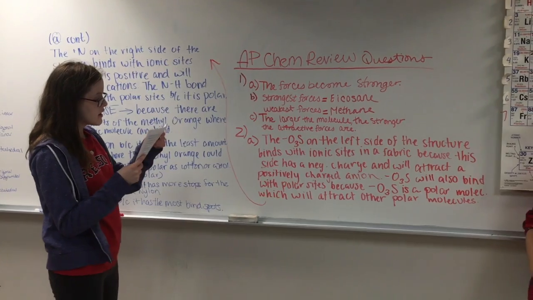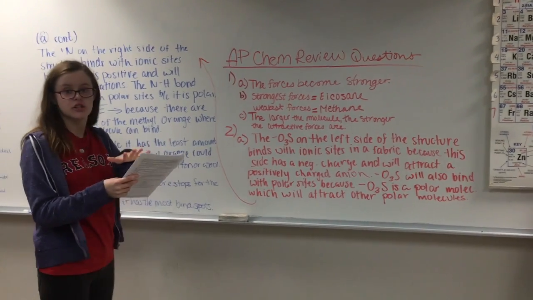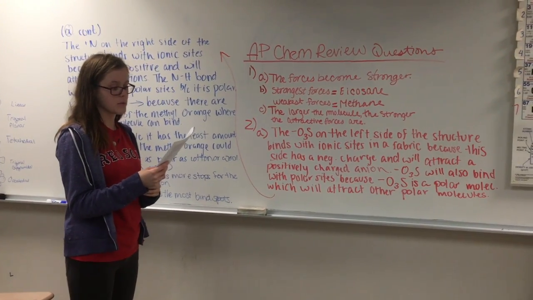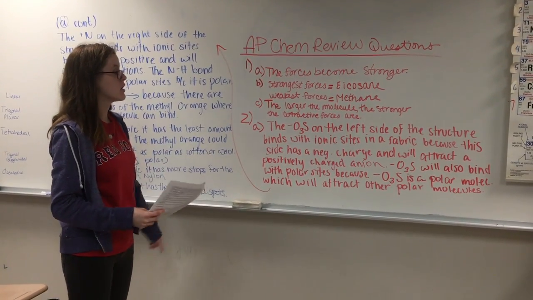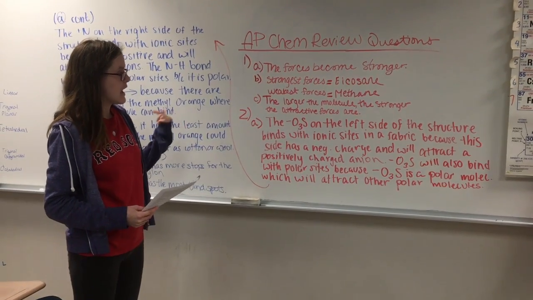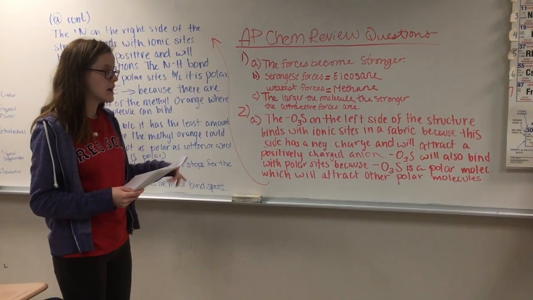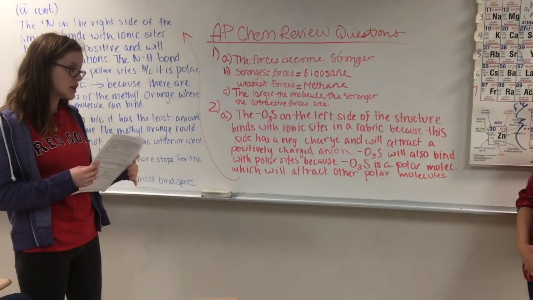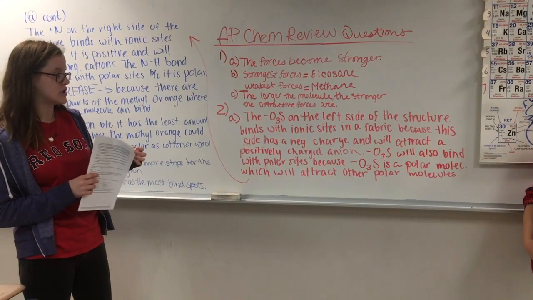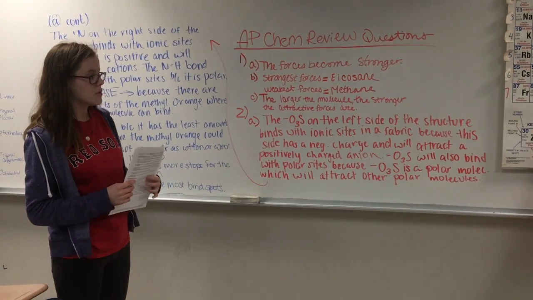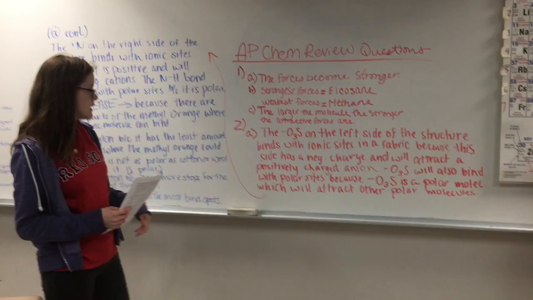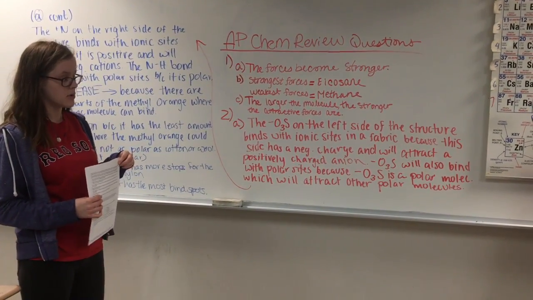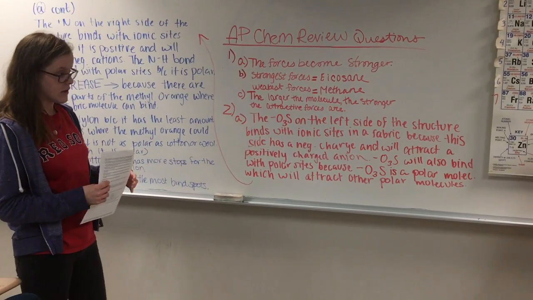For part A, you have the structure in your packet. Identify the groups in the dye that will bind to ionic and polar sites in the fabric. Well, you have minus O3S on the left side of the structure, and it binds with ionic sites in the fabric because this side has a negative charge, and it will attract positively charged ions. Negative O3S will also bind with polar sites because negative O3S is a polar molecule, which will attract other polar molecules.